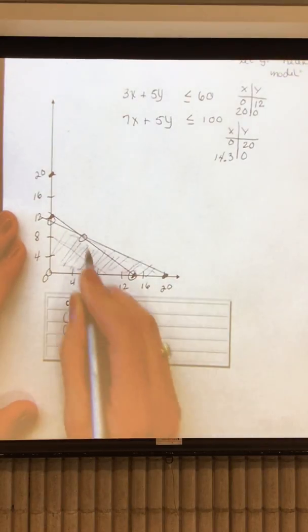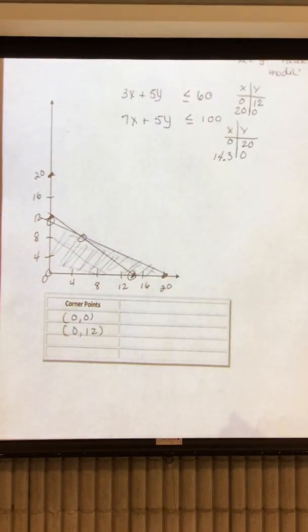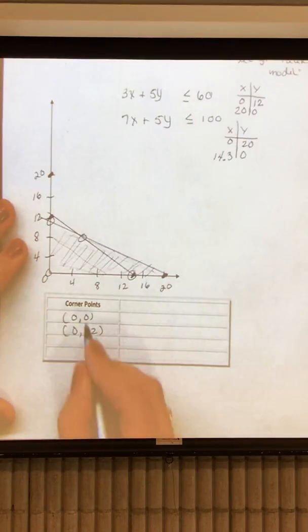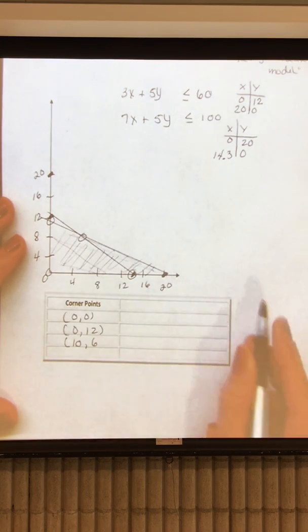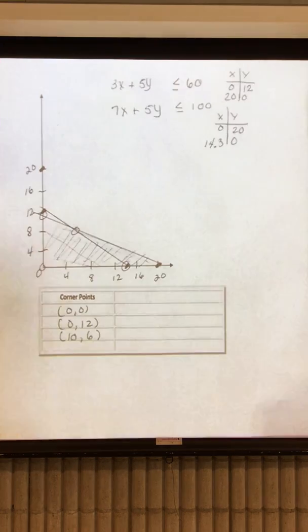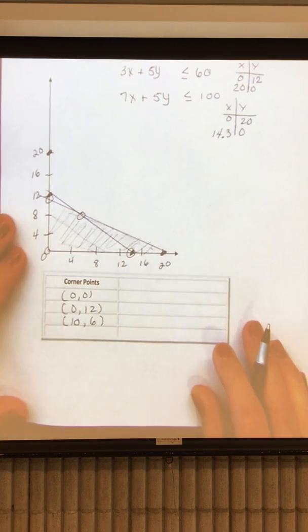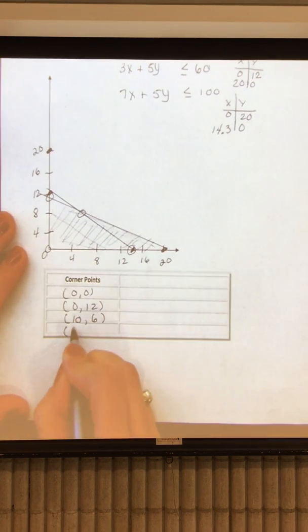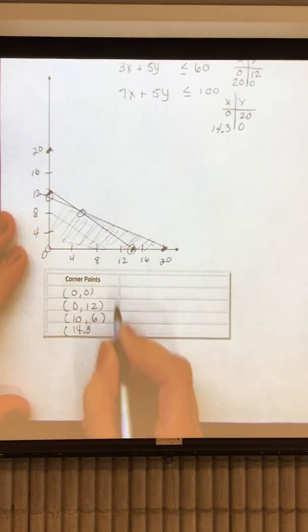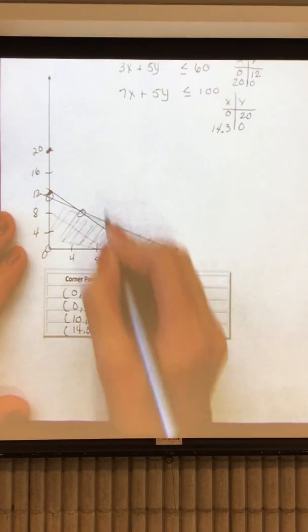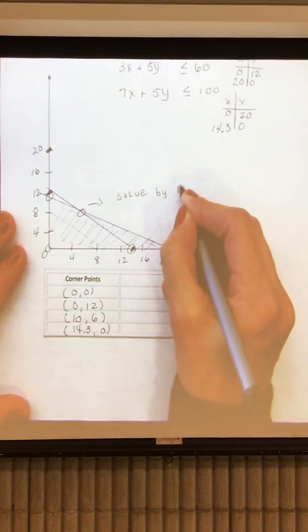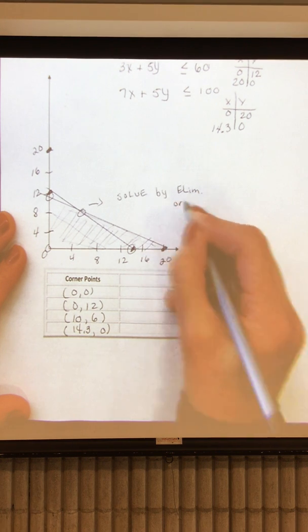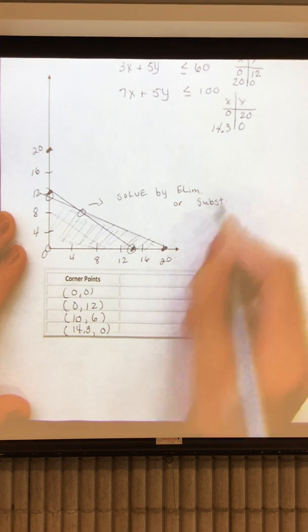The point of intersection, again, you can solve by elimination or substitution. This point is actually (10, 6). It's a little bit off, but when I solved it by elimination, this is what I came up with. And the last point of intersection is (14.3, 0). So again, don't forget to solve that point of intersection by elimination or substitution.